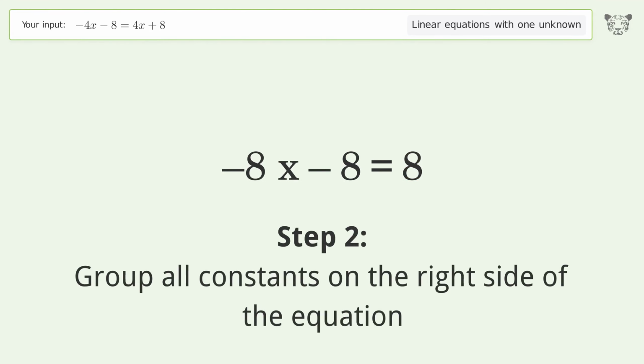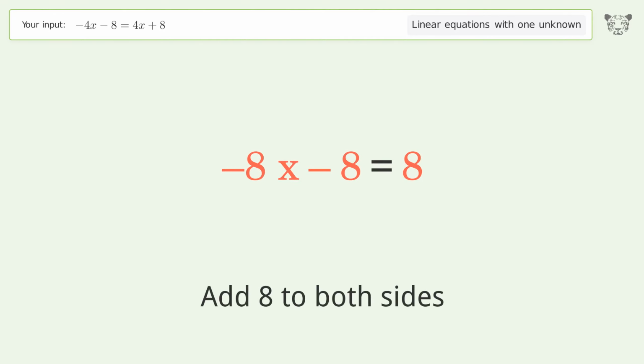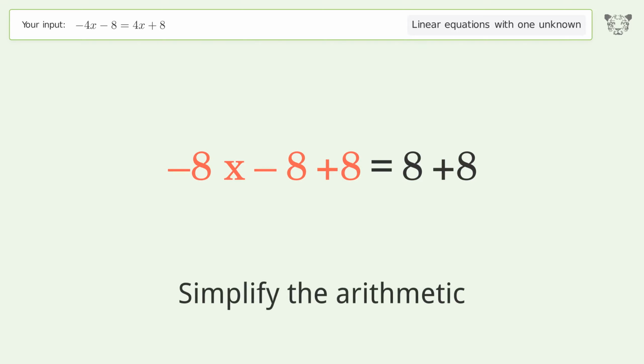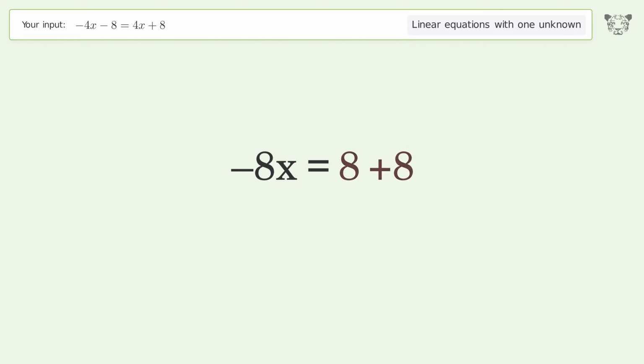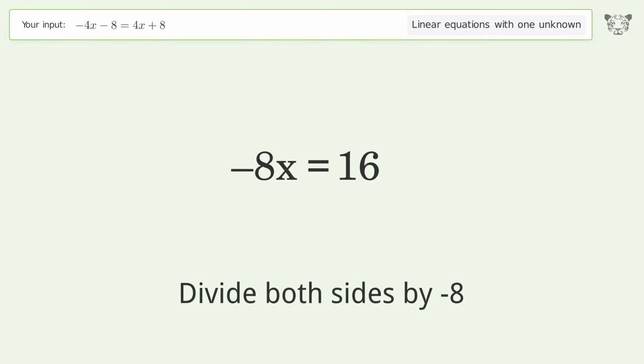Group all constants on the right side of the equation. Add 8 to both sides. Simplify the arithmetic. Isolate the x. Divide both sides by -8.